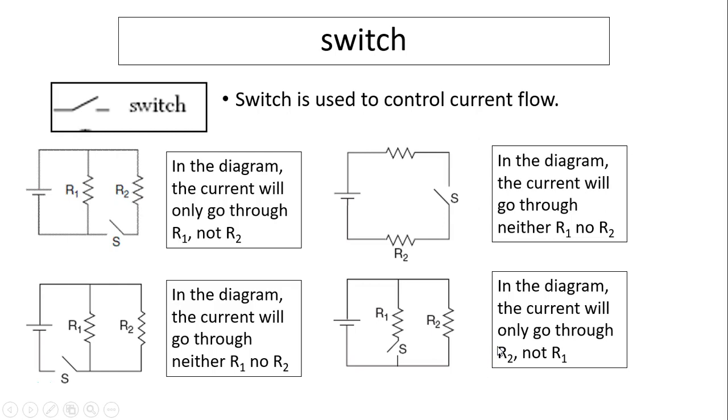Switch is used to control current flow. When switch is open, there is no current. In this case, number 1, there is no current in R2. Number 2, there is no current in the whole circuit. Number 3, there is no current in the whole circuit either because current cannot go through R1 and cannot go through R2. In the last diagram, current doesn't go through R1, but it does go through R2.